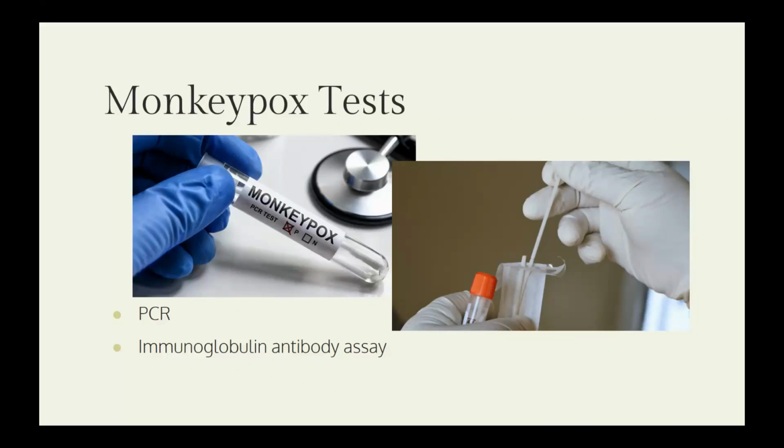For the immunoglobulin antibody assay, you can consider obtaining an IgG or an IgM assay to detect if a patient has been recently or previously infected with monkeypox, but it's only used for quantitative virus interpretation. It's not really valuable for acute diagnosis, and this lab is a send-out that takes approximately 1 to 2 weeks to return.